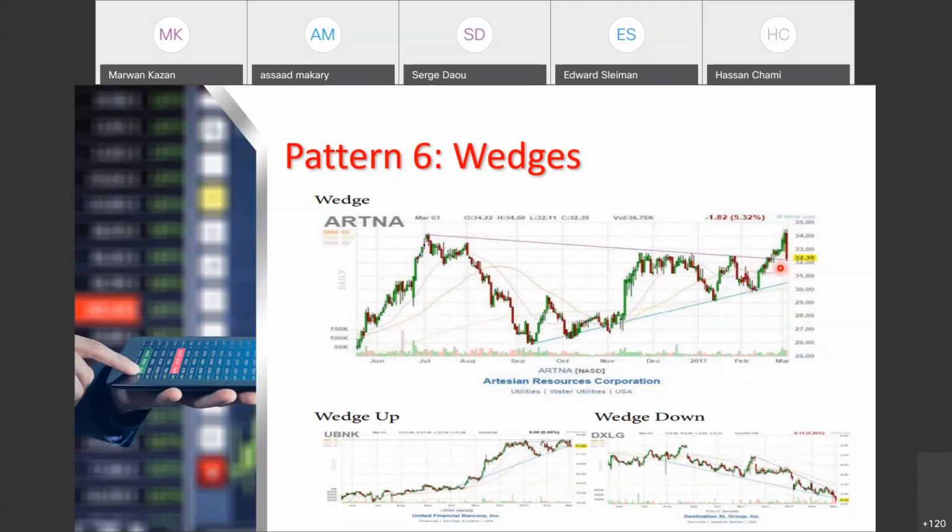Now some people, if it broke, they wait for the retest. If it went up, they buy. If it went down, they short, or they do nothing because it went again inside the wedge.